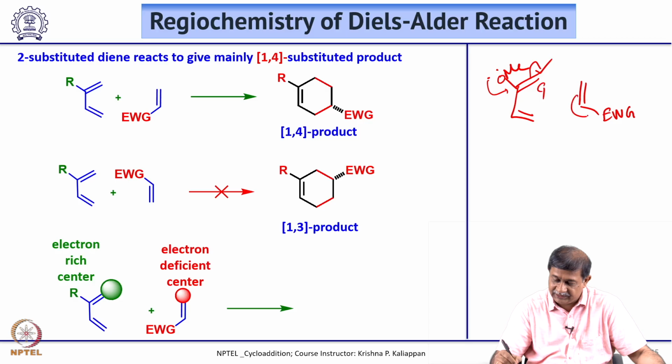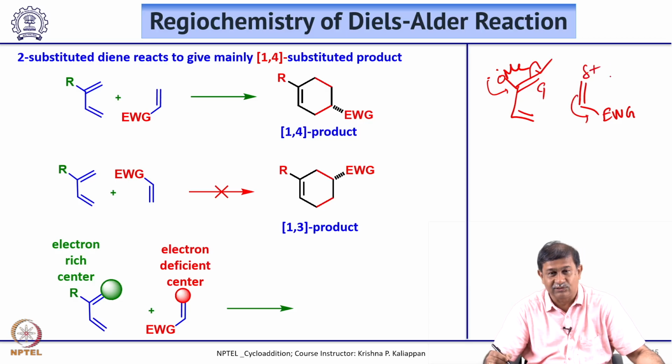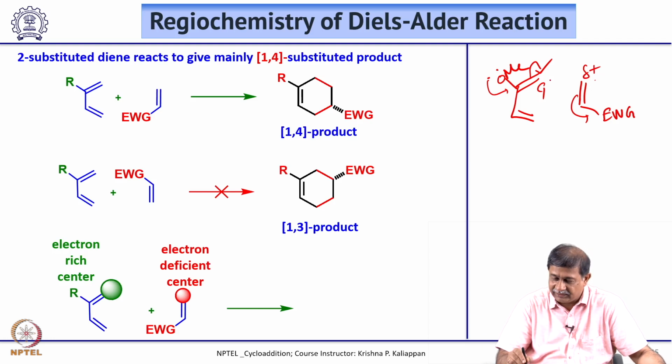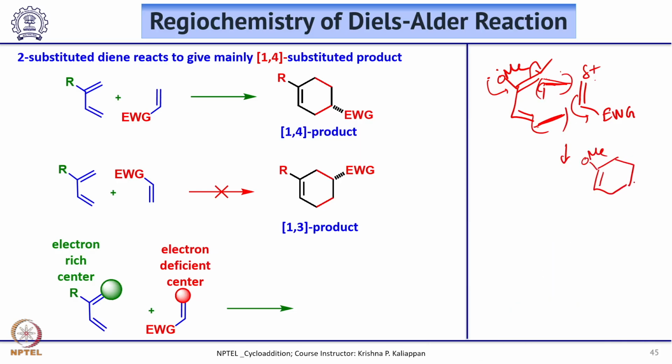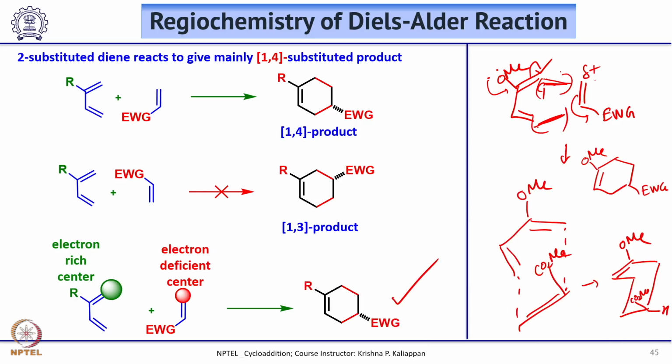So, now if you use the lone pair, the electron density is higher at carbon number 1, and likewise you will see here the electron density is low at carbon number 2 of your dienophile. So, automatically you will see that the new bond will be formed between carbon number 1 and carbon number 2, and that should lead to your 1,4 product. In both the cases, we assume that the dienophile comes from the bottom face of the diene, and the regiochemistry is explained by the electron density.